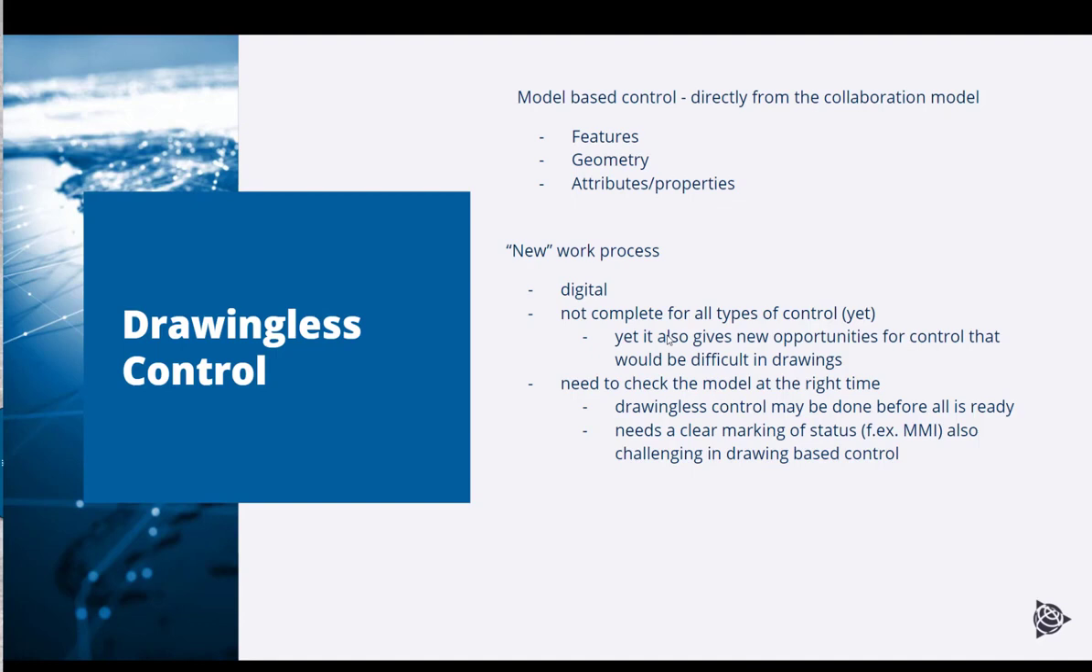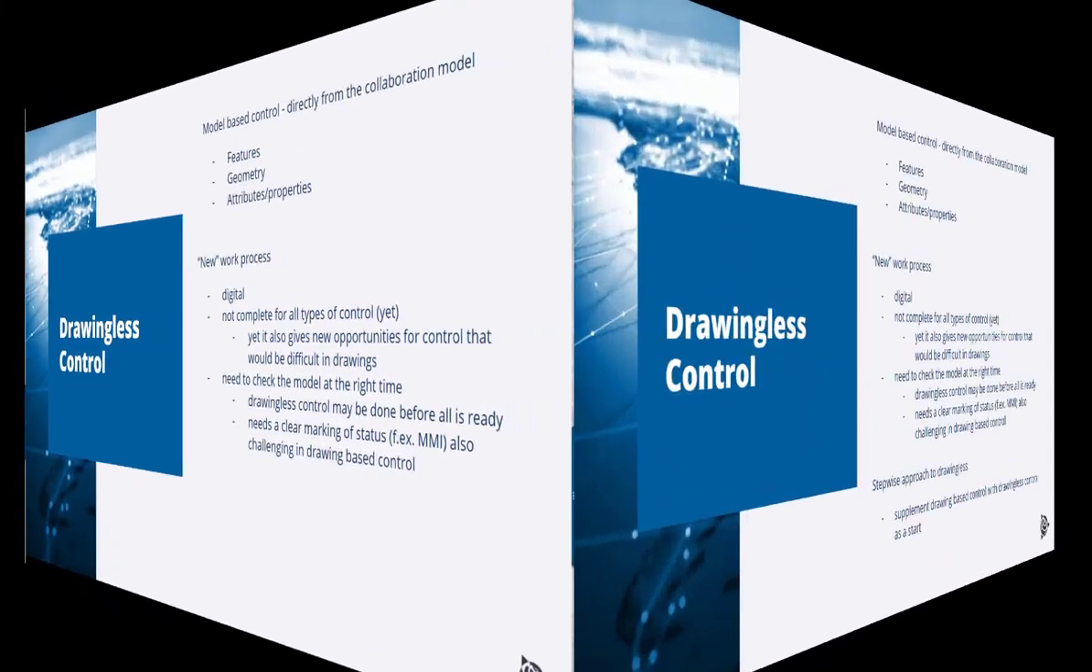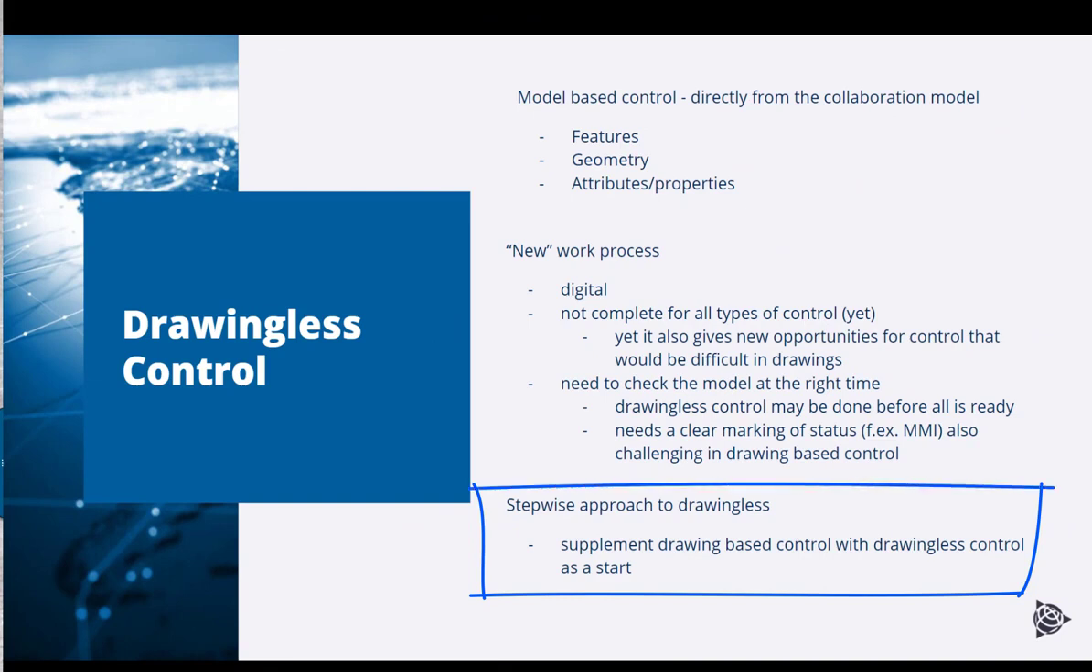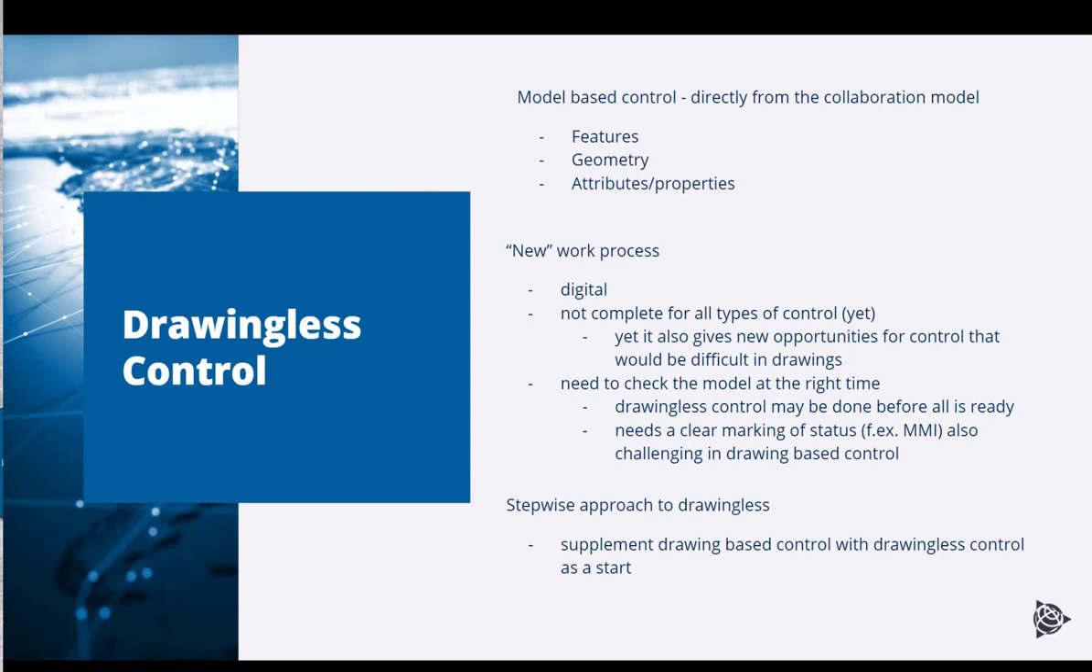For example, the model maturity index, MMI. And this is of course also challenging when it comes to drawing-based control, to know what is the status of the drawing and so on. Is it updated? So this is not something that is unique for the model-based or drawingless control. And an advice is to have a stepwise approach to drawingless control. You can supplement the drawing-based control with drawingless control as a start, of course.